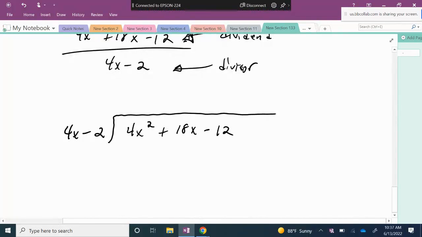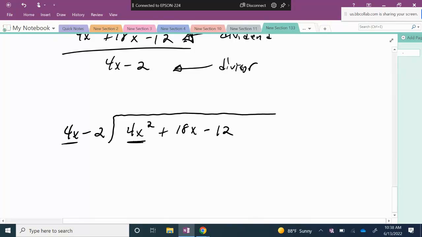All right, so now we're going to multiply. For my divisor, I have 4x minus 2. Since my divisor contains 2 terms, I'm only going to concentrate on the first 2 terms of the dividend. We want to figure out what we can multiply 4x minus 2 by to give us 4x squared plus 18x, if possible. So I want to concentrate on my first terms, 4x and 4x squared.